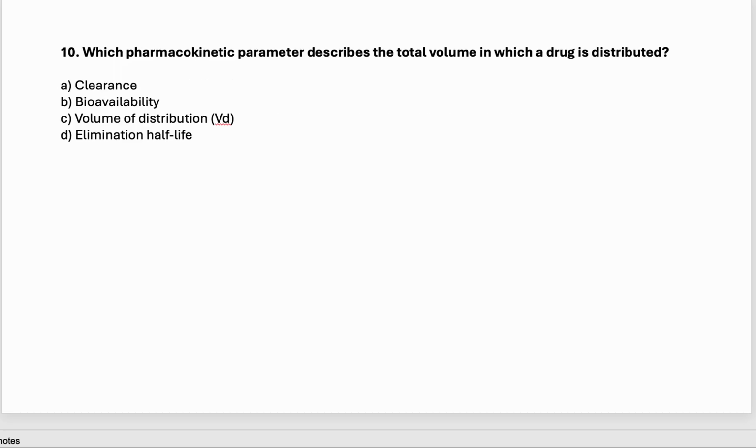Let's go to the next question. Which pharmacokinetic parameter describes the total volume in which a drug is distributed?